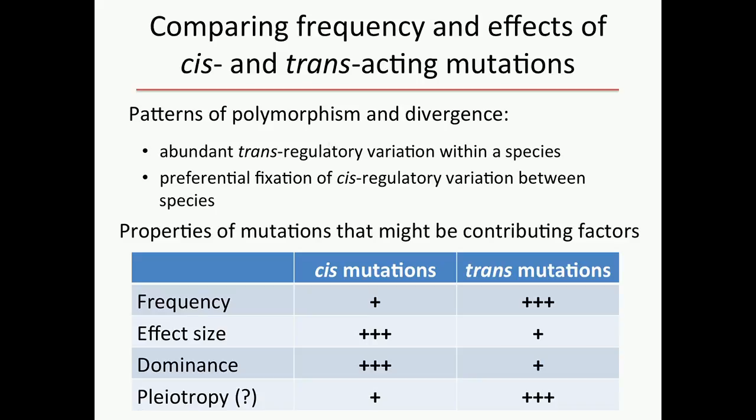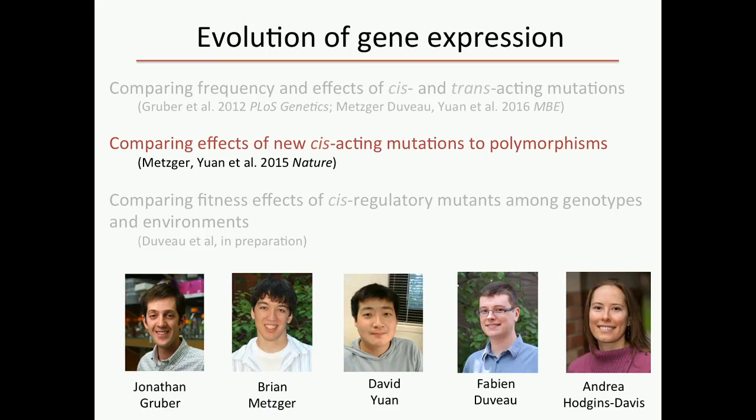Pleiotropy has a question mark next to it only because I think that we're still missing some really great empirical data supporting this, but the common wisdom is that trans-regulatory mutations are more likely to be pleiotropic and therefore more likely to be deleterious when they arise. Okay, and that's also consistent.